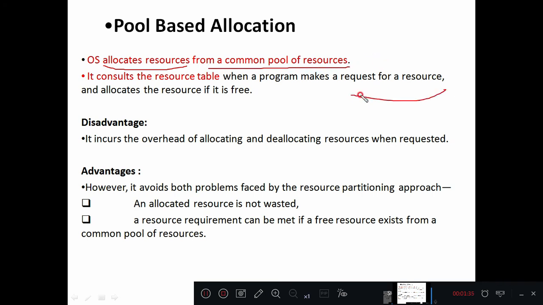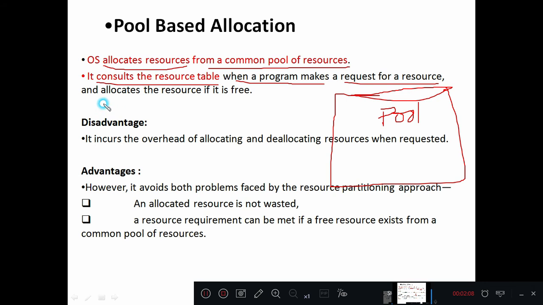What happens here? All the resources are kept in one pool, right? Whatever the operating system detects in the computer system, all those resources will be kept in a common pool, and from this pool the operating system will allocate the different resources to different programs, and it will update the resource table, right? Next, it consults the resource table, and when a program makes a request for a resource, it allocates the resource if it is free, right?